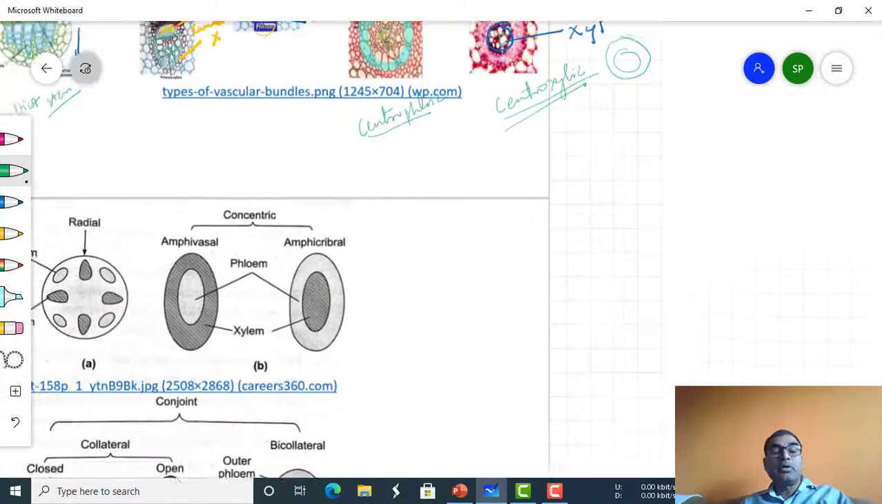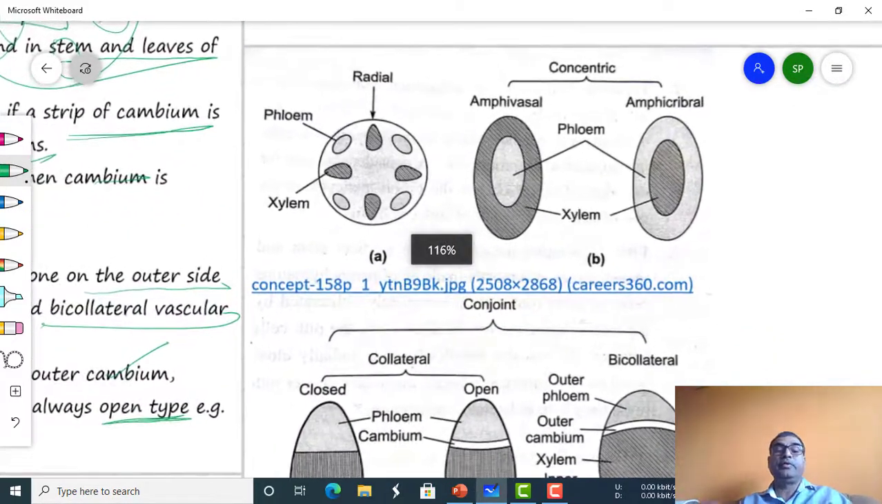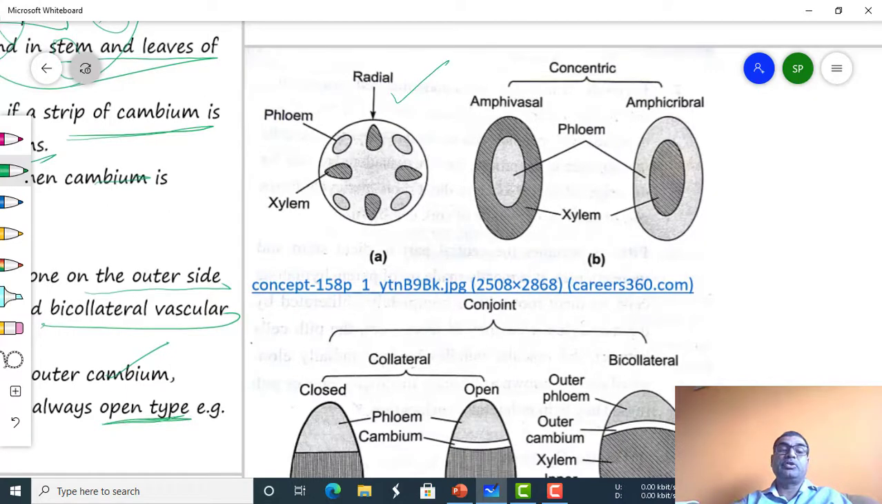So here these are again some figures which clearly show this is a radial type of the bundle, this one is a phloem element, and these are the xylem elements. Xylem and phloem are alternately present on different radii. These are the concentric type of the bundle. This one is a centroploic, this one is a centroxylic. As the central portion is occupied by xylem here, and here the central portion is occupied by the phloem.